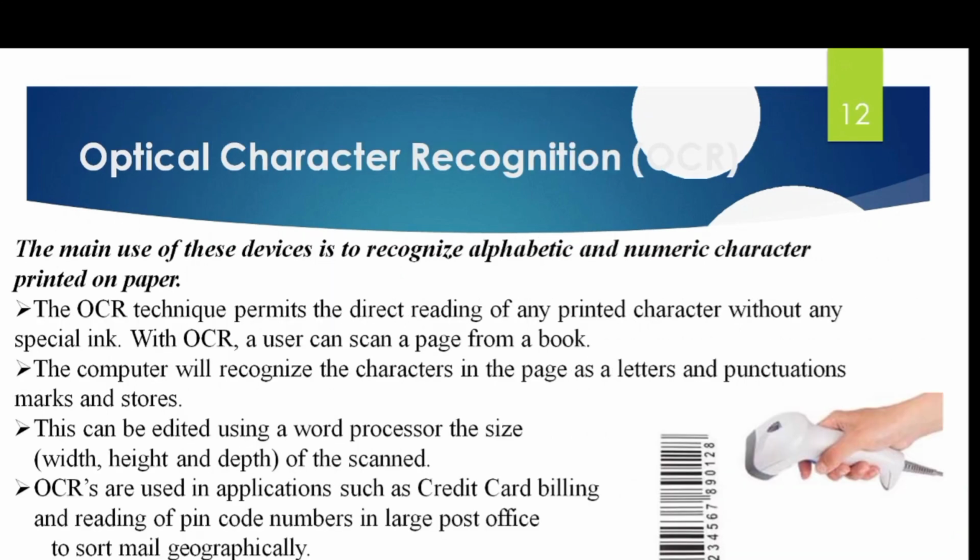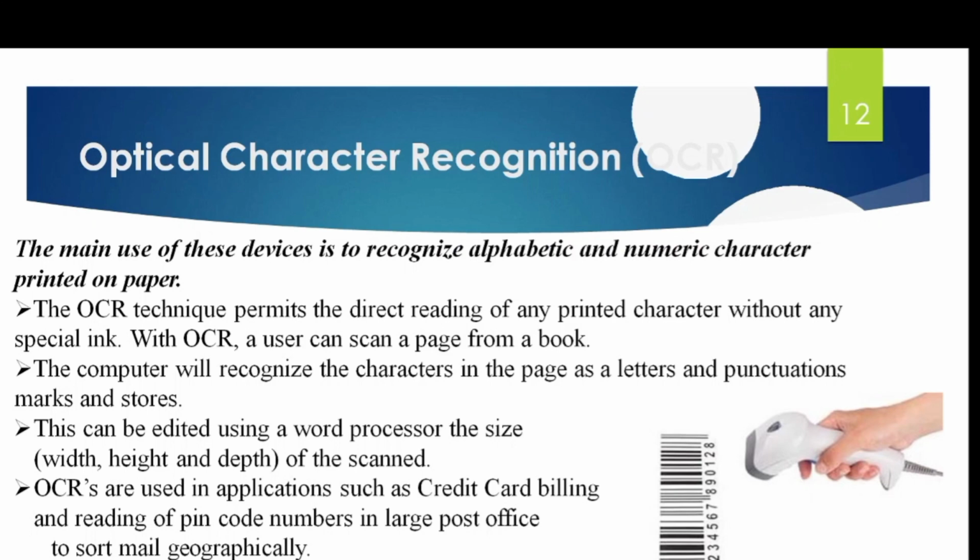Okay. The next type of scanner is optical character recognition. The main use of these devices is to recognize the alphabetic and numeric characters printed on paper. As we have seen in shopping malls, the code written on the product is called the OCR code, that can be read by a particular device called the optical character reader. The OCR technique permits the direct reading of any printed character without any special typing.